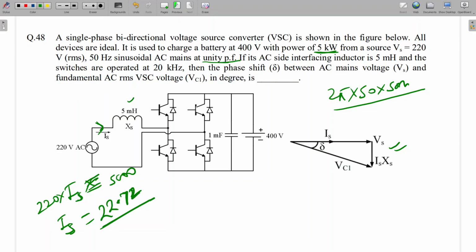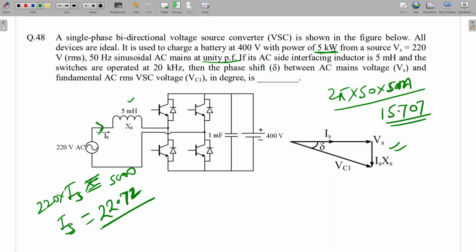Yes, sir. One second. It will not come that much big, I think. 5 into 10 to the power minus 3, we are getting that much only. I will also calculate. One second. So see, this is 5 milli. Okay, 15.707, sir. We are getting 15.707.